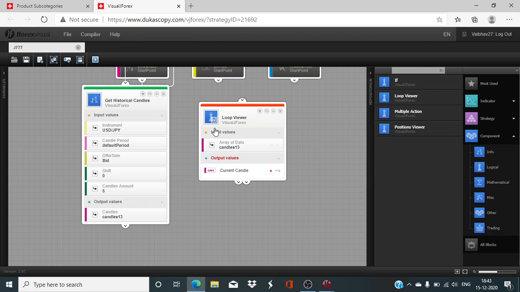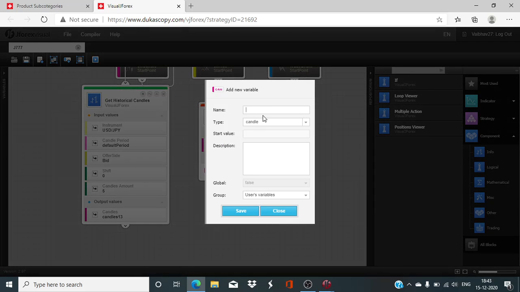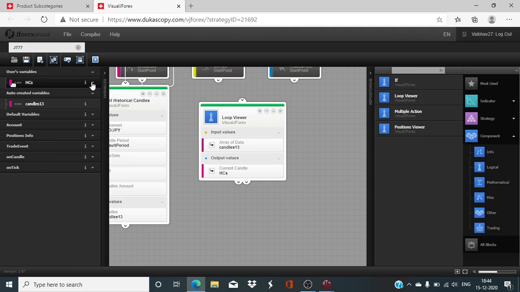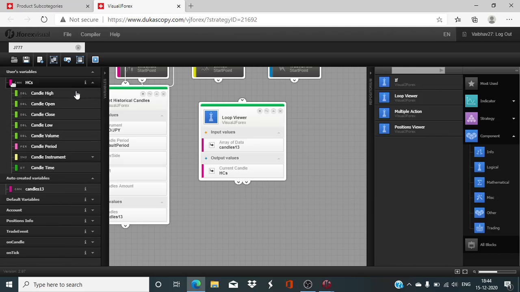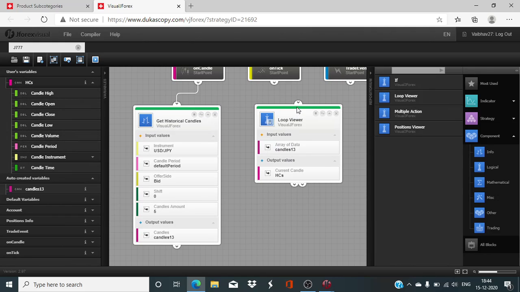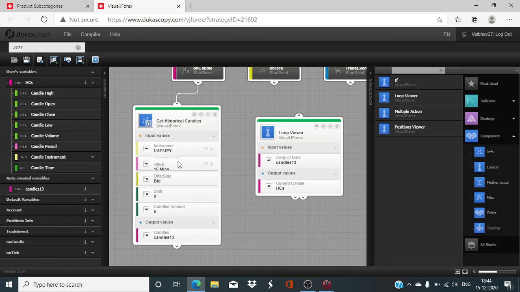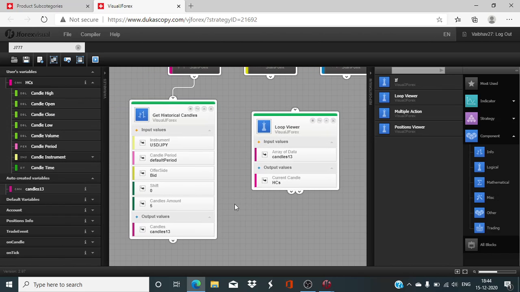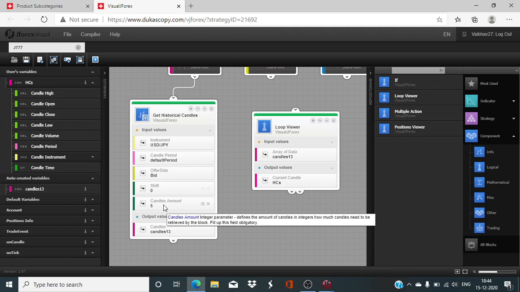We have to keep this candle 13 as the input value, and then define the output value. Now the variable type has become candle. For example, we name it HCS, historical candles. Now we have created the fresh variable, and here you will get all the data points: high price, open price, close price, low price, volume, candle period. And these are for all the candles in the cluster taken together. So the high price and open price are going to be for the last 5 candles of 15 minutes each, and the closing and opening values will also be of these 5 cluster candles.